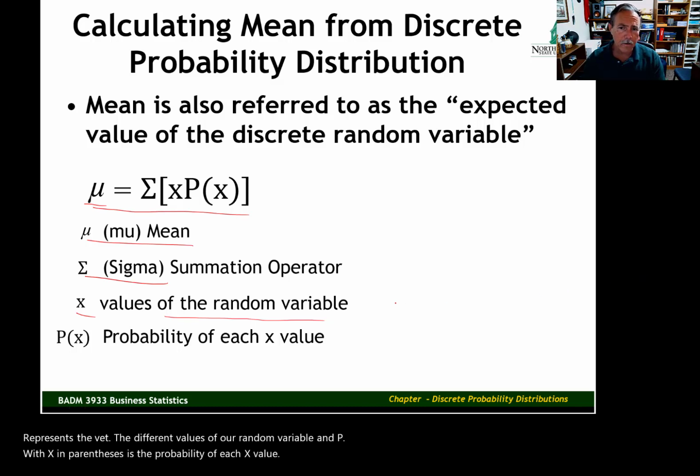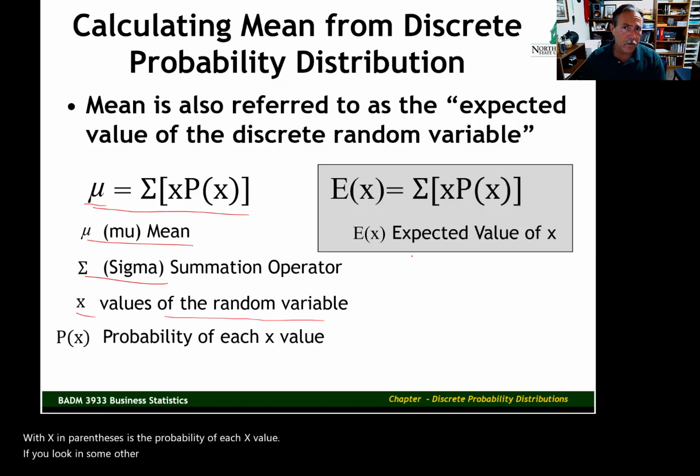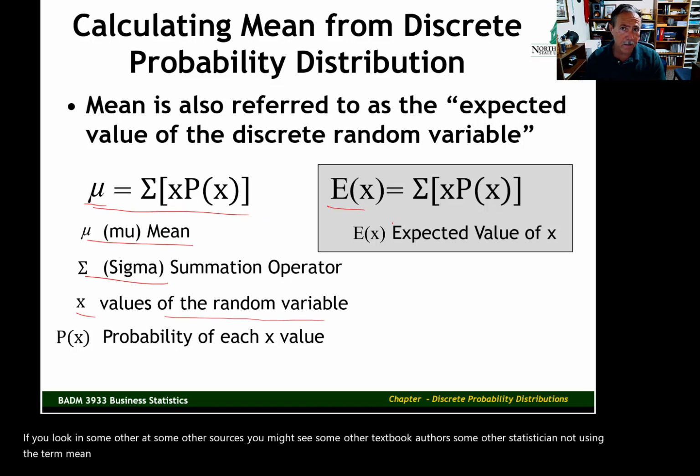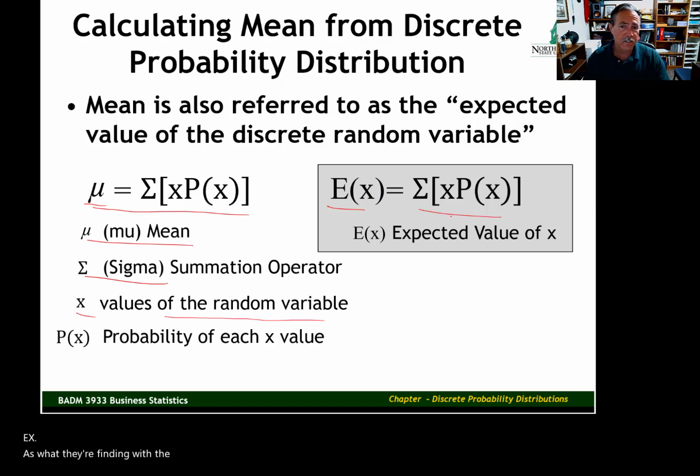Now, if you look at some other sources, you might see some other textbook authors, some other statisticians not using the term mean. They might use the term expected value, and the formula could look a little bit different. Instead of mu, they use E of X as what they're finding with the same formula. The formula is the same, just some slightly different labeling.